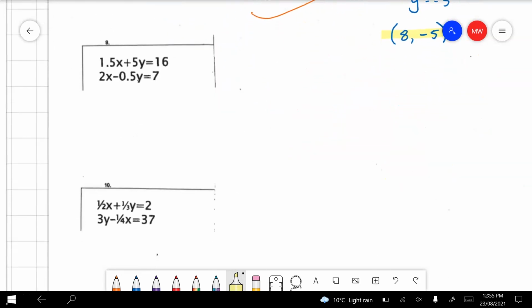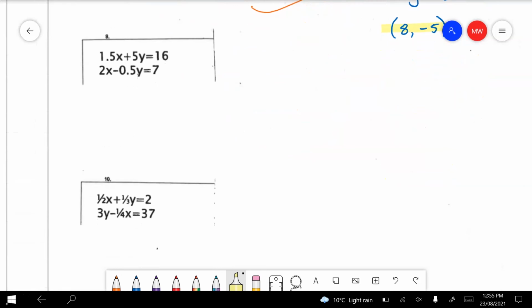Last couple of questions. These ones have got fractions in them, decimals in the first case, but either case, I don't want to deal with those. You can if you want to, but I find that it's probably less of a headache just to get rid of them altogether. So what I'm going to do is I might manipulate the first equation by making it 8 times bigger, and I'll manipulate the second equation by making that one 6 times bigger.